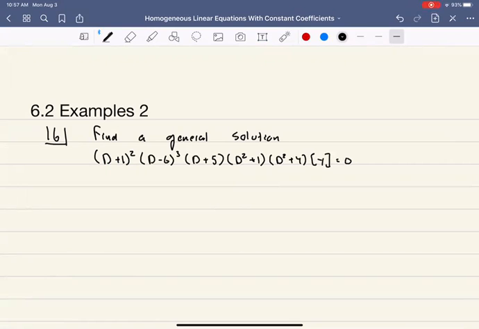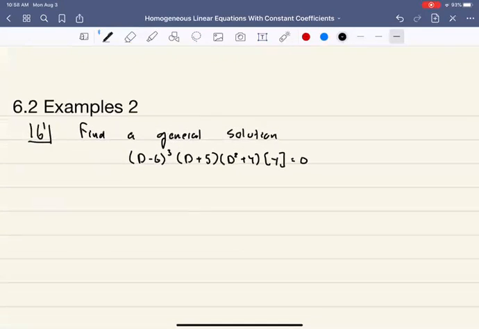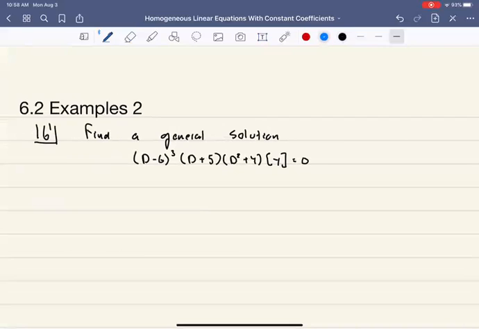This is actually unnecessarily long. Let's get rid of this at least, and get rid of this one. Make it a little shorter. So this is not quite 16, this is 16 prime, because it gives you everything, but that other one was just way too long, okay? So we're going to have 1, 2, 3, 4, 5, 6 linearly independent solutions.